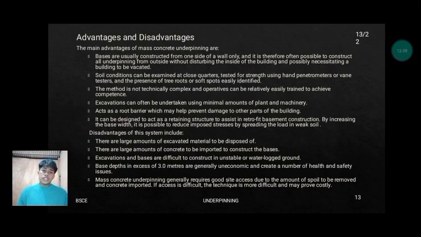So what are the advantages and disadvantages of the pit method? Here are the advantages. Excavation of bases is usually conducted from one side of the wall only, and it is therefore often possible to construct all underpinning from outside without disturbing the inside of the building and the possibility of necessitating the building to be vacated. Soil conditions can be examined at close quarters and tested for strength using hand penetrometers, and the presence of tree roots or soft spots easily identified.